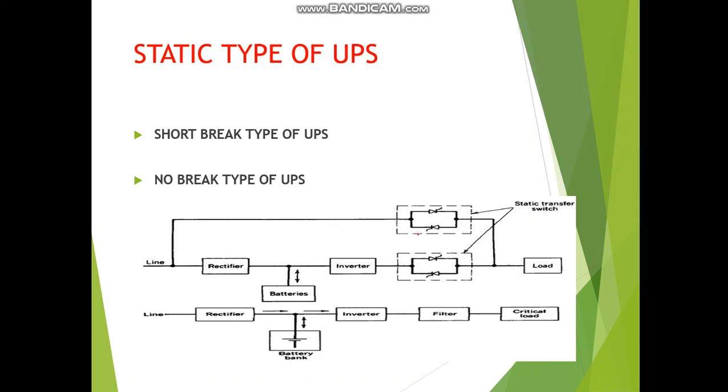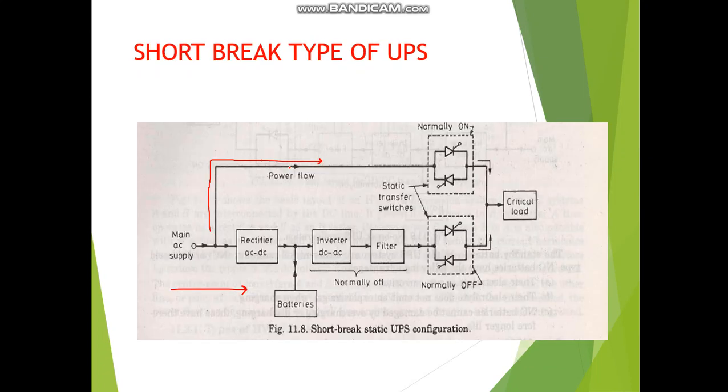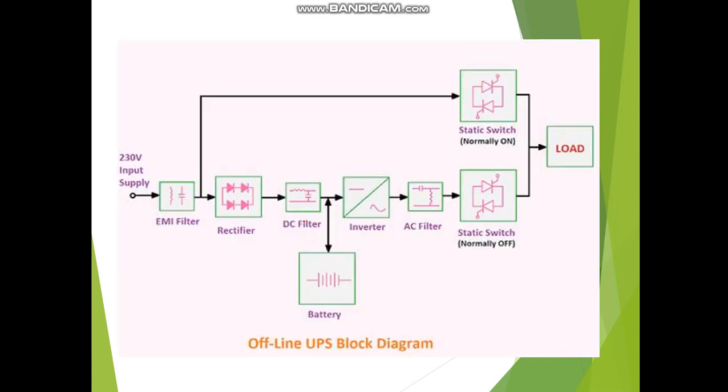Here the rotating parts are replaced by static switches. Here also we have two types: the first one is the short break type of UPS and the second one is the no break type of UPS. First, the short break type of UPS. This is the block diagram of the short break type of UPS. The name indicates that we will get a short break in this one. Here we have two modes of operation. In a real time application, this is the block diagram where we use three filters.